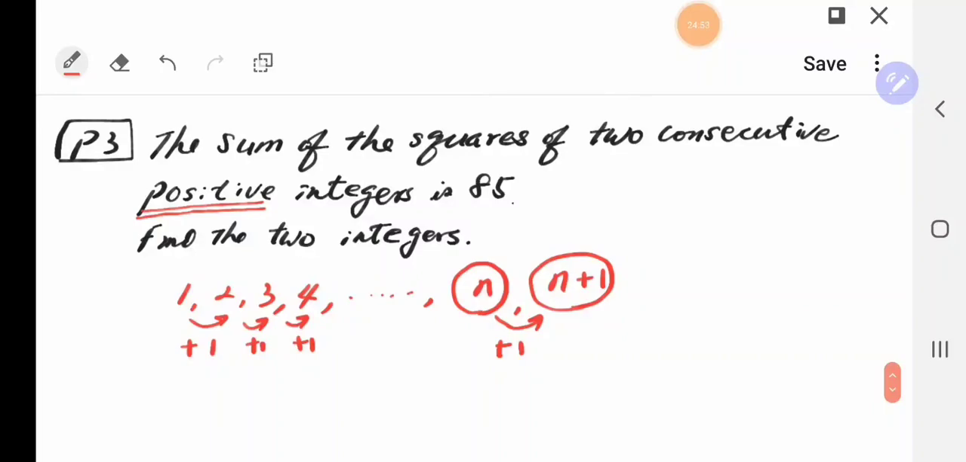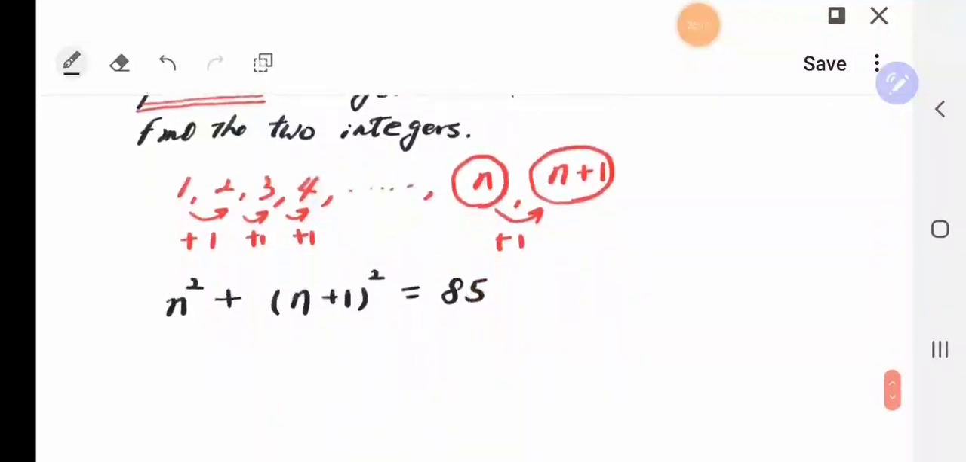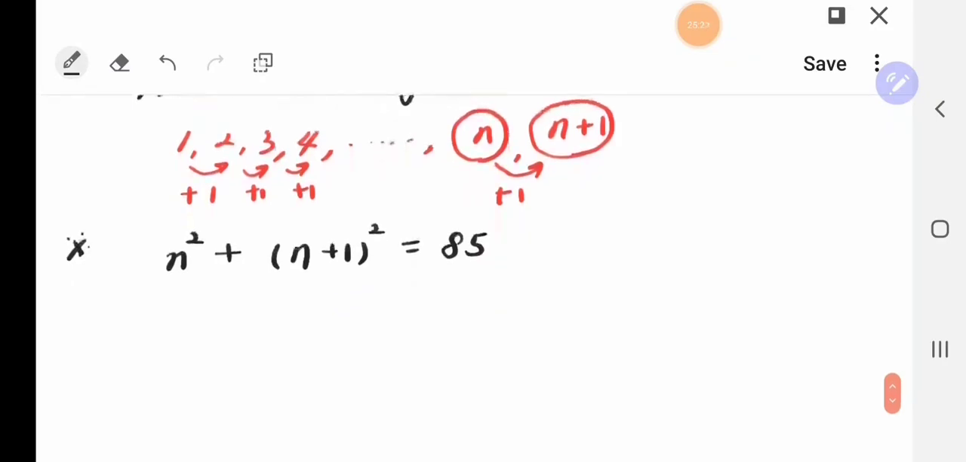So let's write an equation. So this means the equation, the sum of the squares of these two numbers. So the first number is n, so n squared plus the next consecutive positive integer will be n plus 1, and square this number. Then the sum of these two squares will be 85. So we have an equation. We just set up an equation. So solve this equation for n.